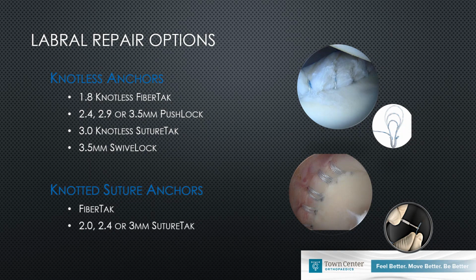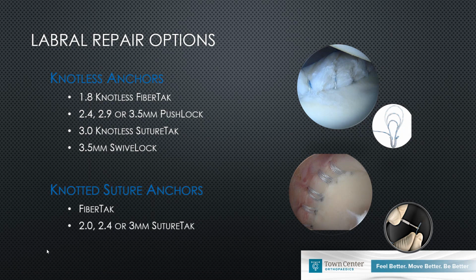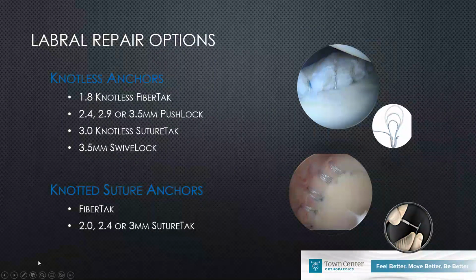And then in terms of the knotted anchors, again, FiberTak, same size I believe, 1.8, if you want to tie knots. The 2.0, 2.4, and 3mm suture anchors were my go-to for a long time for Bankart repairs. Although again, I've for the most part switched over to the 1.8 knotless FiberTak. Next slide.